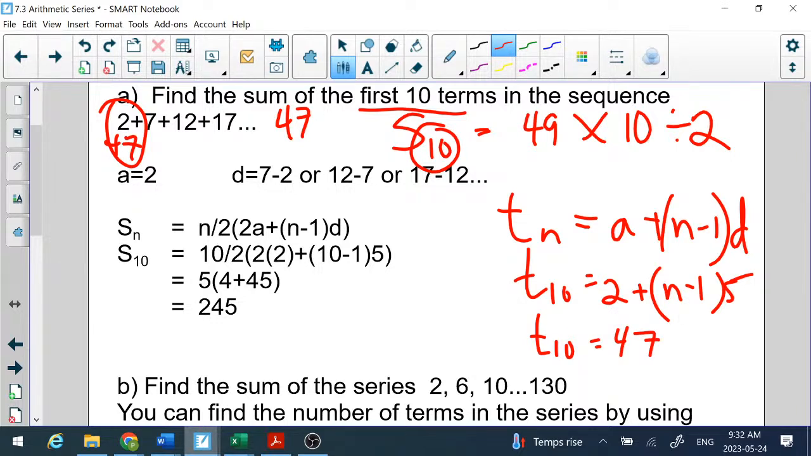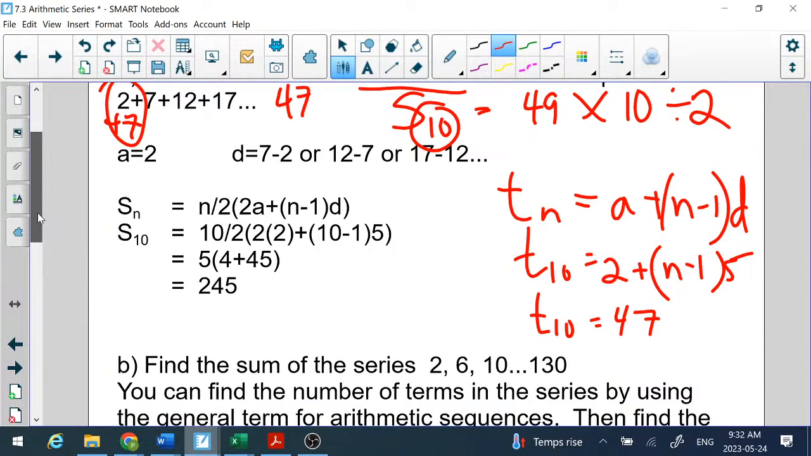Now you can do this part here. So double the first term, add n minus 1 times d, and divide by 2, and you get 245. Good? And what if we made it a little more difficult?